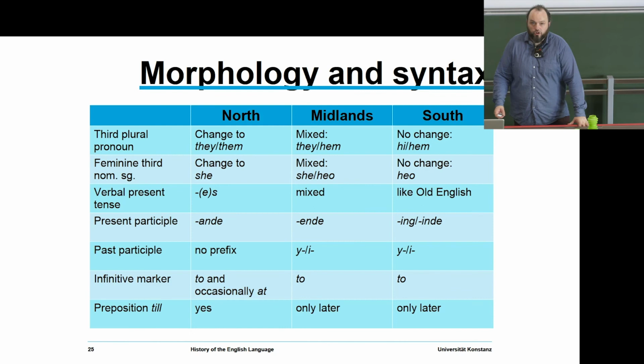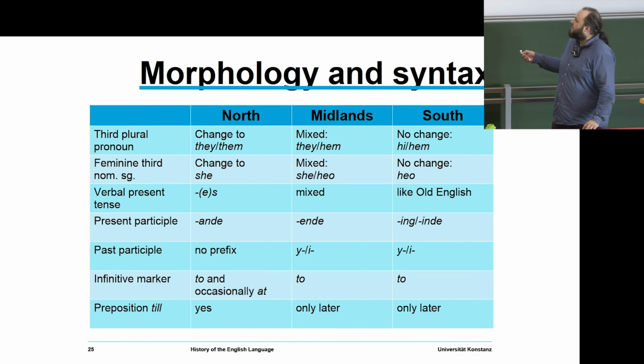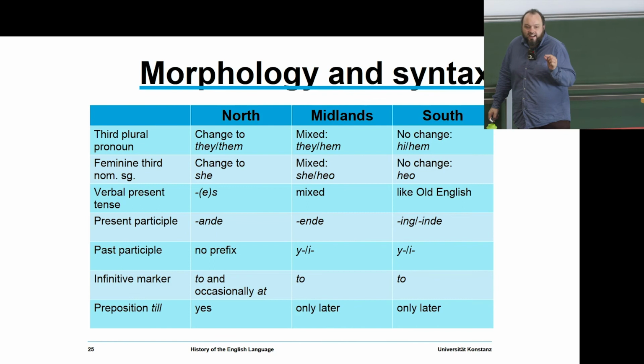In the north, we also find a very specific infinitive marker, at. We find it alongside to, and we don't find it anywhere else. So if you see an at where you would expect to see a to, that means that you're dealing with a northern text.